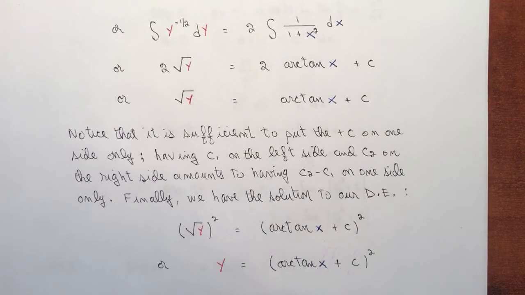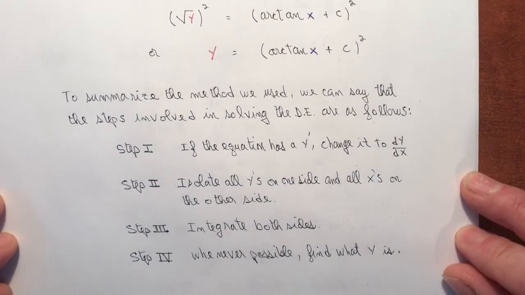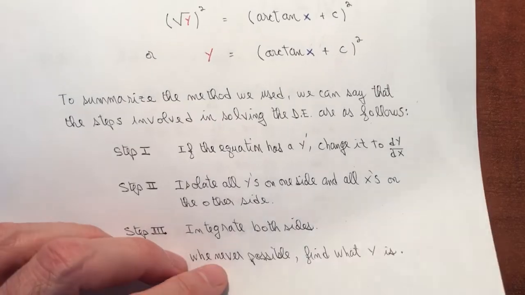So to summarize what we have done, we can say that solving a differential equation involves 4 steps. If the equation has a y prime, change the y prime to dy/dx, that's my step 1. Now in step 2, isolate all the y's on one side and all the x's on the other side. That's an algebraic step. In step 3, we integrate both sides, so that's more of a calculus step. And finally, whenever possible, it's not always possible, we find what y is in step 4.